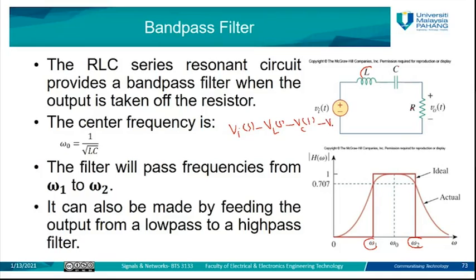Minus VR, or V out, is equal to 0. Then you need to find VL and VC. You need to substitute by some value that depends on the current, because if you have IS going through this circuit, this IS will go through all elements. So IS for the inductor is the same as IS for the capacitor and the same as IS for the resistor. So IS here is equal to V out over R. You just substitute V out over R for IS, and you can find the transfer function for this circuit.